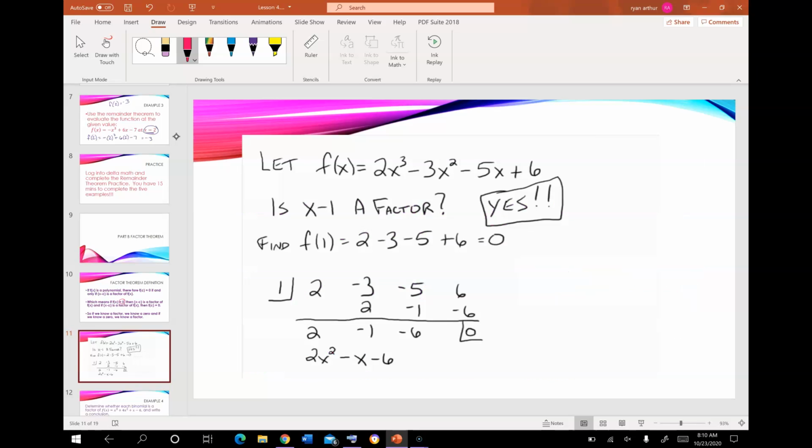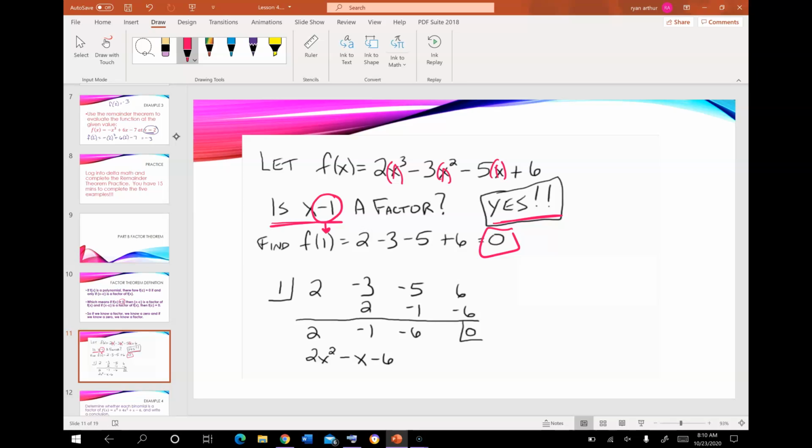It said let f of x equals 2x cubed minus 3x squared minus 5x plus 6. It wants to know, is x minus 1 a factor? Okay, and it didn't want to factor it, it just wanted to know, is it a factor? An easy, quick way. So to find out if it's a factor, because that's a yes or no question, you changed the sign of your -1 to a 1. We plugged 1 into all of these x's, and when I plugged 1 into all of those x's, I got my answer to be a 0. So yes, it is a factor.